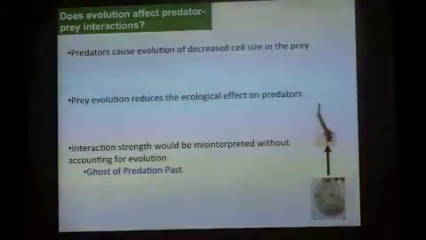But it discounts the fact that the predators drove this evolution of these traits that allowed them to get to this zero interaction strength. So I think about this as the ghost of predation past, that the predation was really important in driving the evolution of these traits, but you don't see a signal of that interaction anymore in a contemporary community.